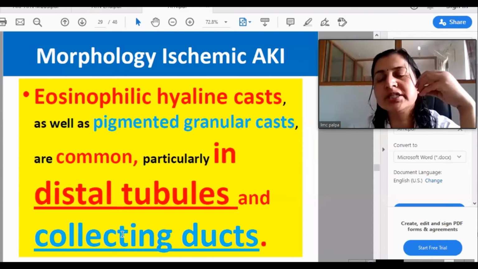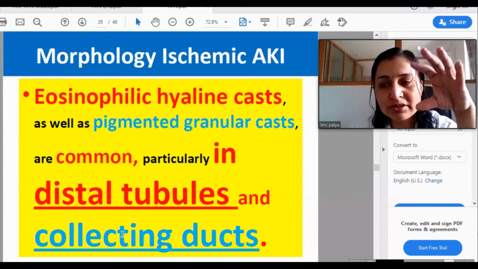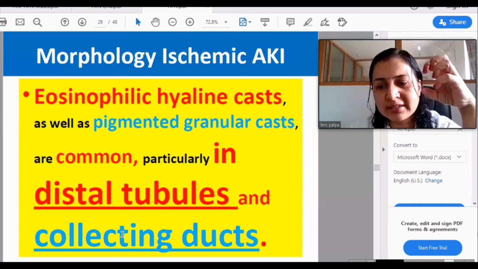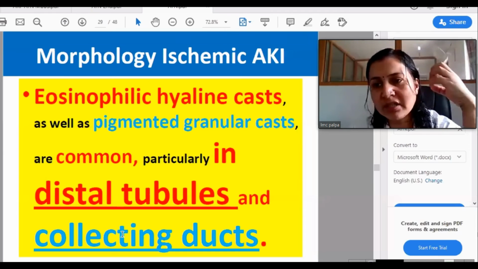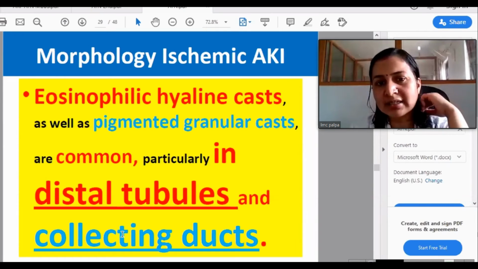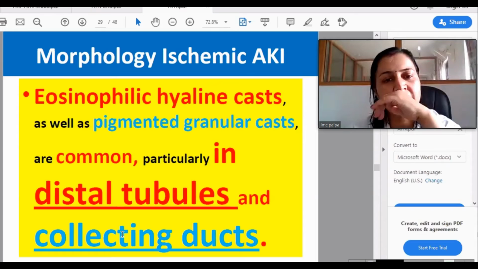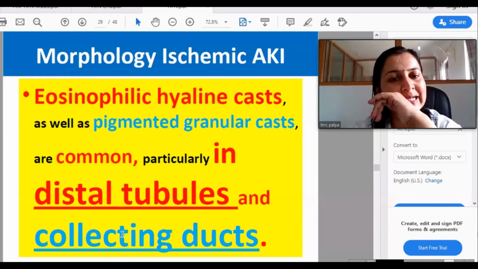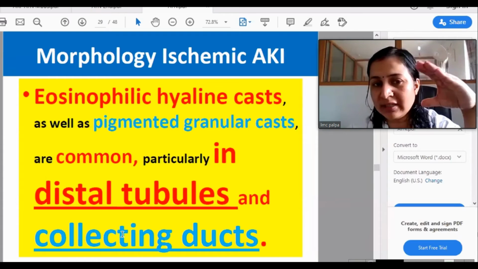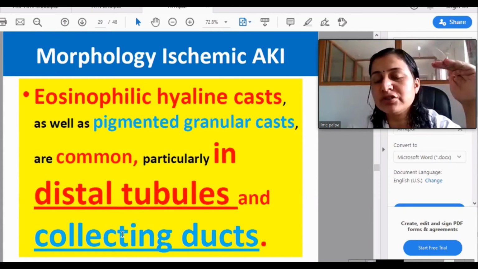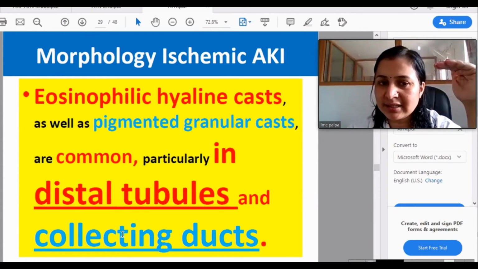It increases the intratubular pressure. So all the tubular epithelial cells that are detached will act as a cast. They will take the shape of the tubular lumen and act as a cast. So there will be formation of eosinophilic hyaline cast. Notice this red is very important and blue is important. So eosinophilic hyaline cast is very, very important. That indicates there is ischemic acute tubular necrosis.